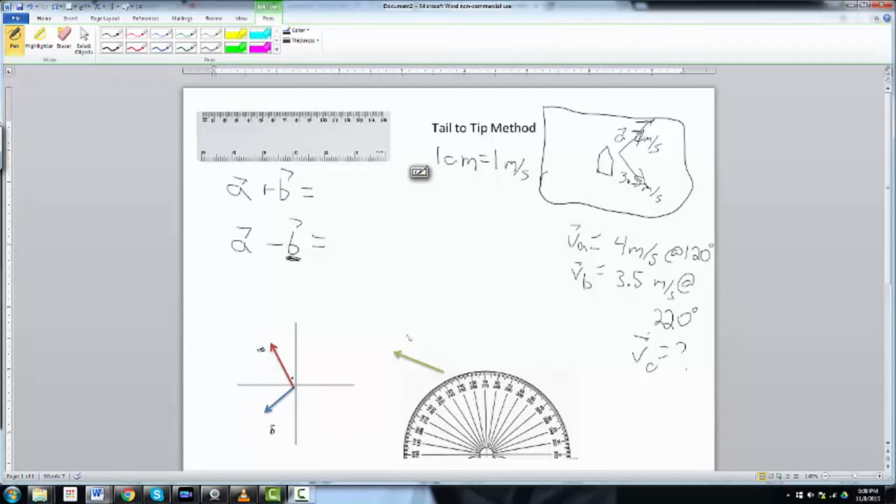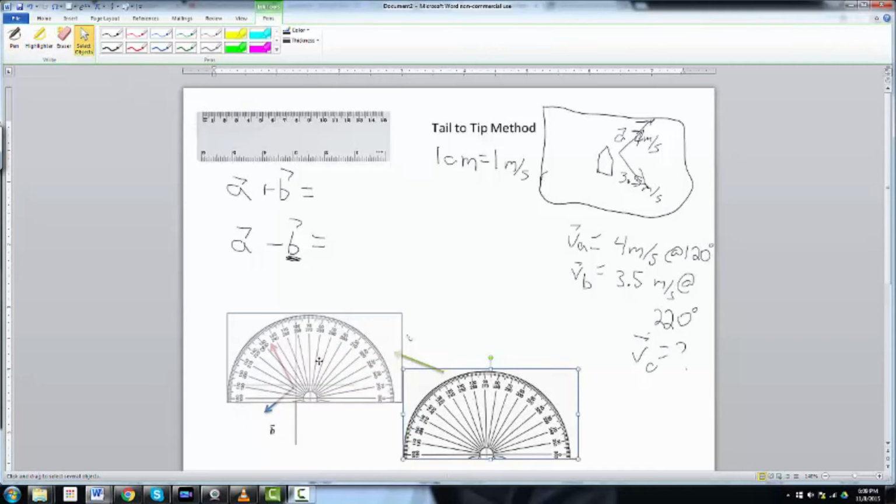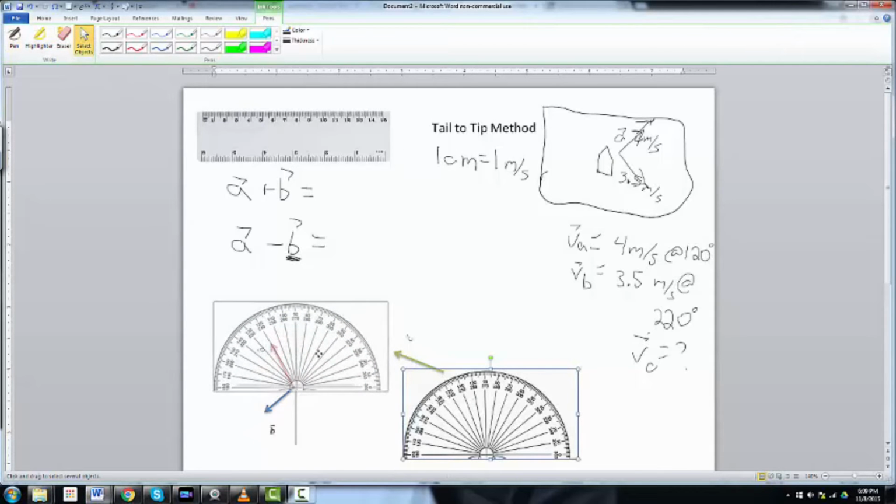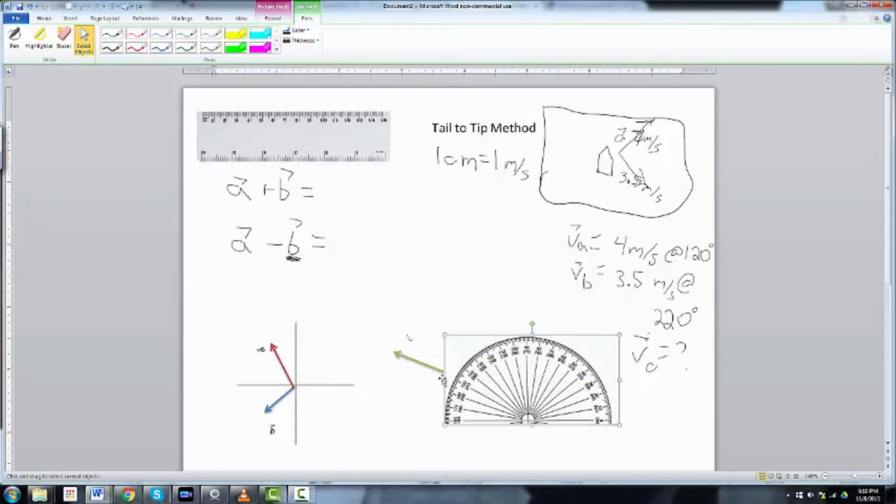The way we figured that out is first we looked at the length, and I measured it, and it's about 4 centimeters long, because that's my scale, so it's 4 meters per second. And then I put it using the protractor at about 120 degrees. Bam. So we can see that's close to 120 degrees. Not perfect, but it'll work for this example. Okay, just move it there.